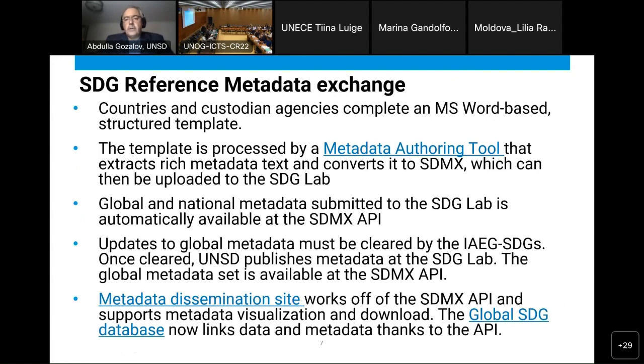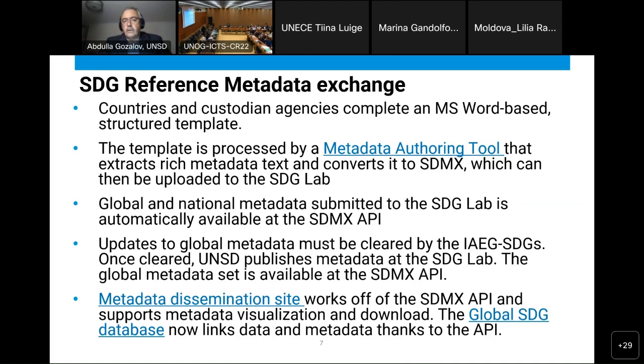I will say a few words about the reference metadata exchange. I have to tell you that automated reference metadata exchange is extremely rare. There are very few examples of automated exchange of reference metadata, and SDG is one such example. To put in place automated metadata exchange is quite complex, but we managed to overcome many of these difficulties.